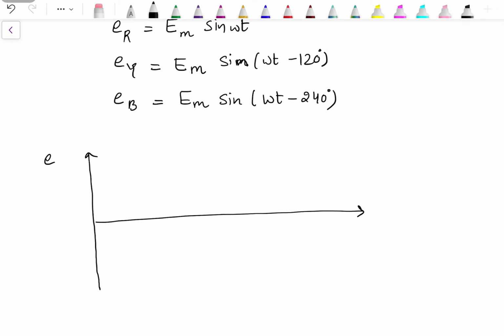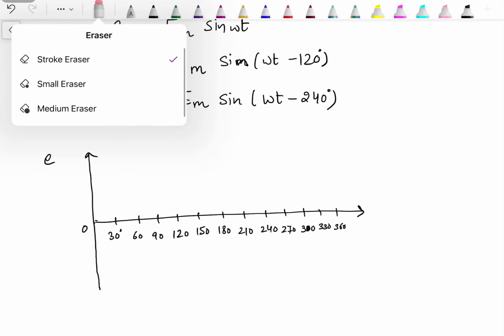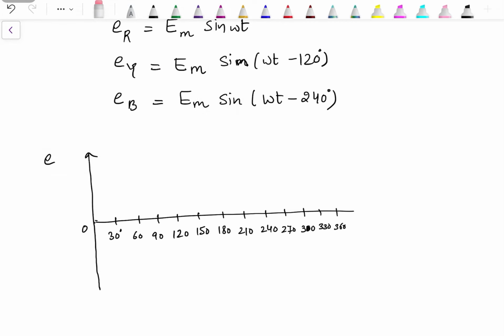On this side, induced EMF. It will start from 0, 30 degree, 60, 90, 120, 150, 180, 210, 240, 270, 300, 330, 360, 390, then 420, it goes on. On this side we have omega t.